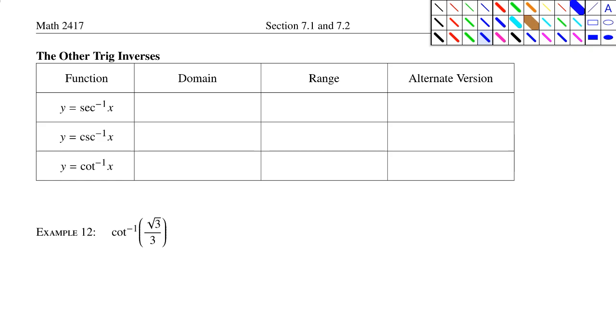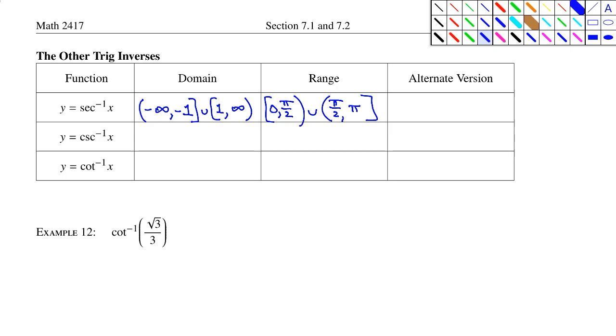Let's take a look at the other trig inverses. They do exist. And so what is the domain for the arcsecant function? It's negative infinity to negative 1, closed, union 1 to infinity, closed at 1. So it's everything except the interior negative 1 to 1 interval. The range is a little bit different here. It's going to be 0 to pi over 2, open at pi over 2, union pi over 2 to pi. So it's everything from 0 to pi except for pi over 2.